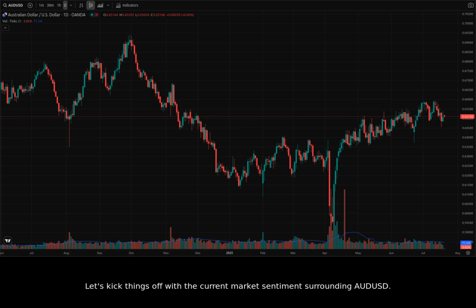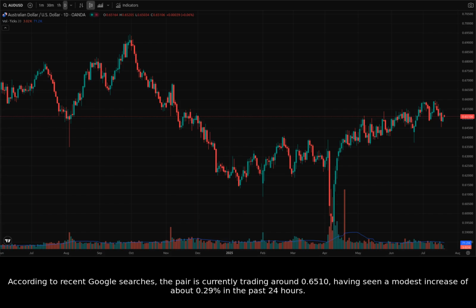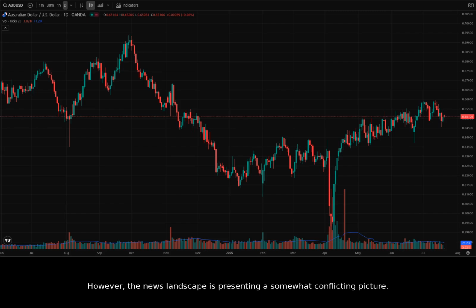Let's kick things off with the current market sentiment surrounding AUDUSD. According to recent Google searches, the pair is currently trading around 0.6510, having seen a modest increase of about 0.29% in the past 24 hours. However, the news landscape is presenting a somewhat conflicting picture.